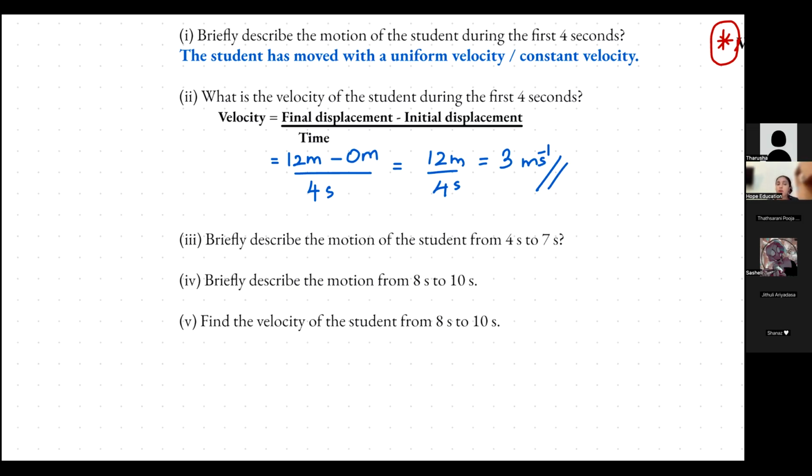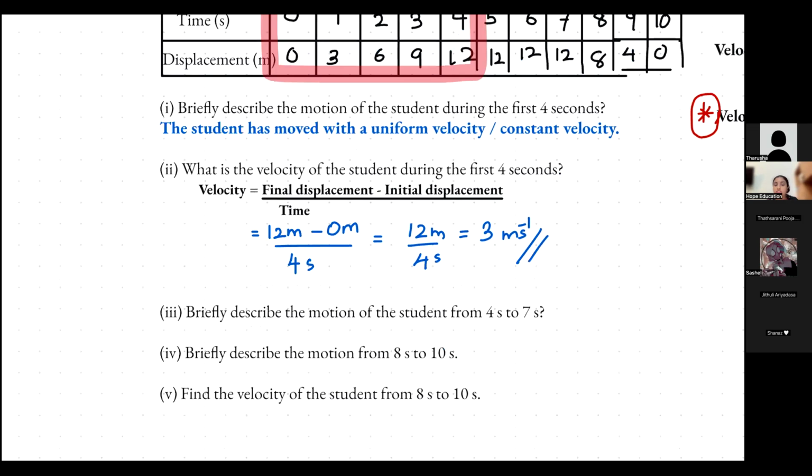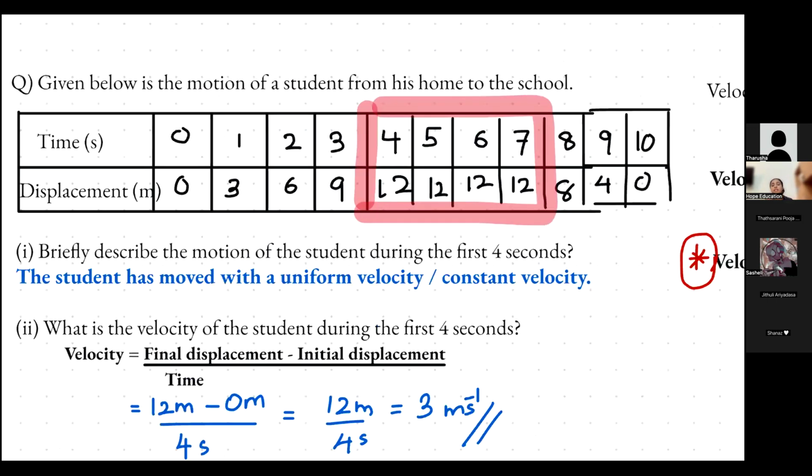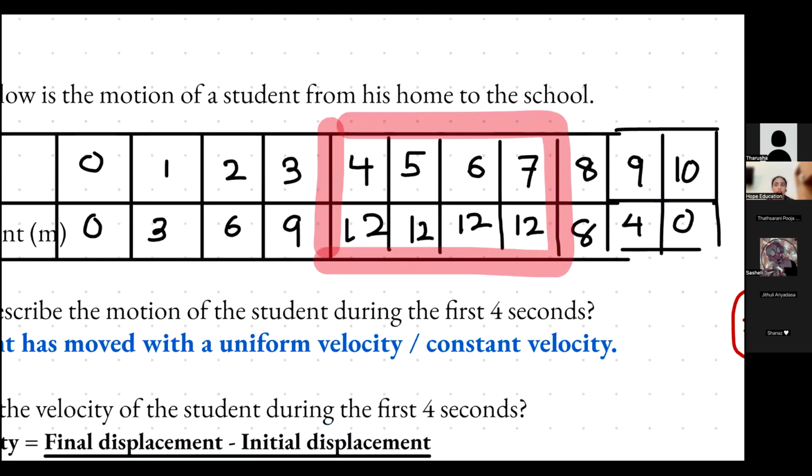Okay, let's discuss the third one. Briefly describe the motion from 4 seconds to 7 seconds. Let's look at the 4 seconds to 7 seconds part. What can you say about the displacement here? Has the displacement increased or decreased? Increased. Are you sure?